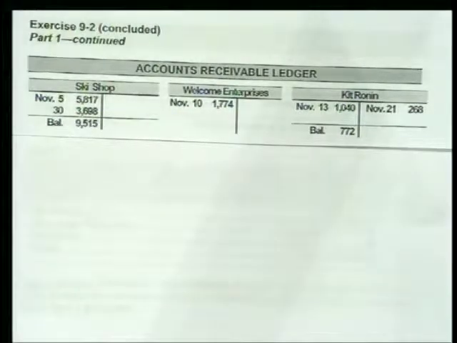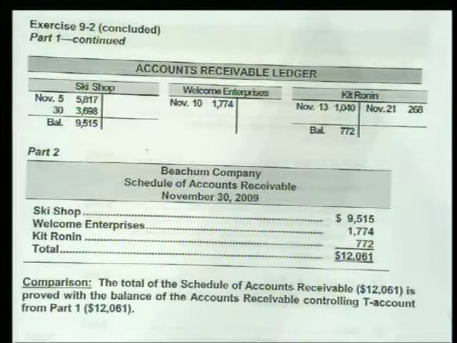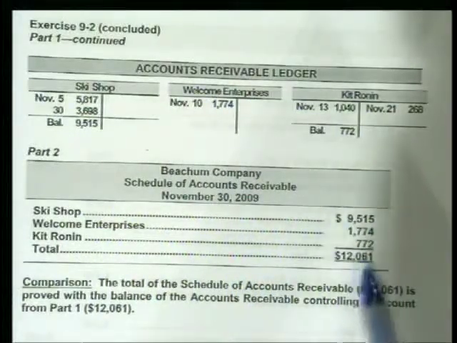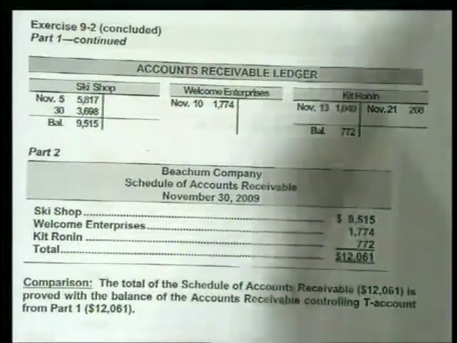Okay, one thing it asks you to do in requirement number 2, and I don't think I actually talked about this, was they talked about doing a schedule of accounts receivable, correct? Now the schedule of accounts receivable is just a listing of what each customer owes you at a specific date, and then you tie that to your control account at that same date, okay? Talked about this in your book. If you do a schedule of AR at November 30 of 2009 for this company, you just take the ending balance of each one of your customer accounts, there's only 3 in this case, and that total needs to equal the total in your control account, which it does.